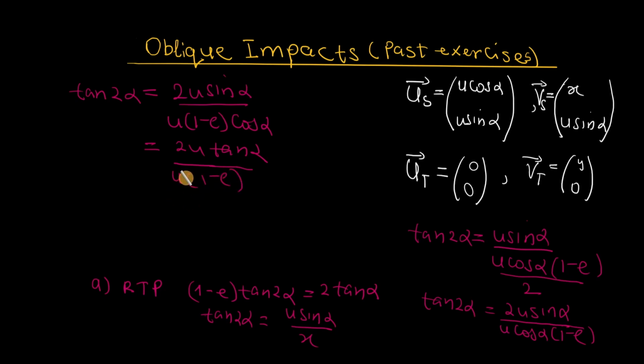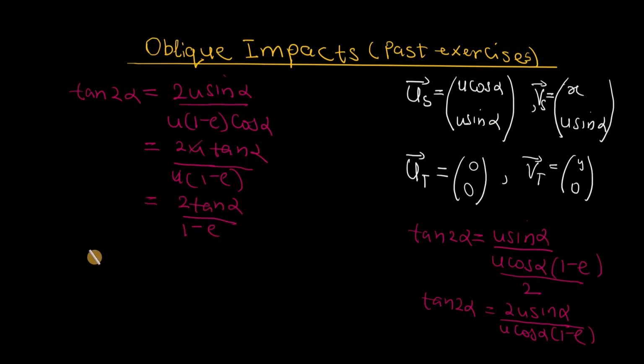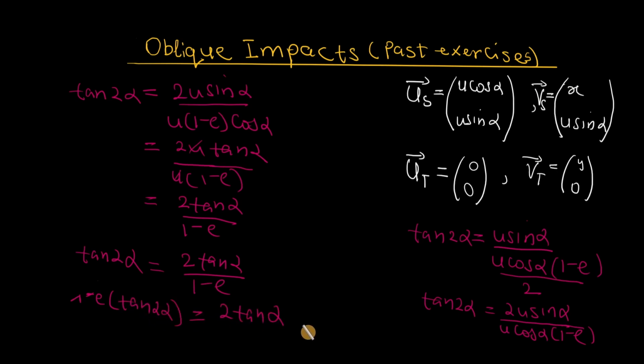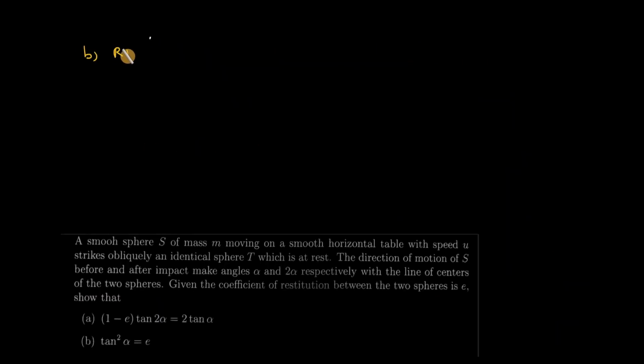Here u cancels, u cancel u. I'm going to have 2 tan alpha over 1 minus e. From here I have tan 2 alpha is equal to 2 tan alpha over 1 minus e. When I multiply both sides by 1 minus e, I am going to have 1 minus e into tan 2 alpha is equal to 2 tan alpha as required. That's what I was required to show. Proof ends.